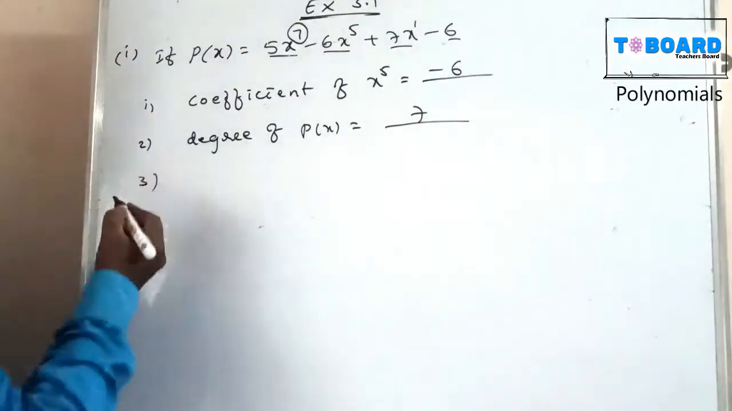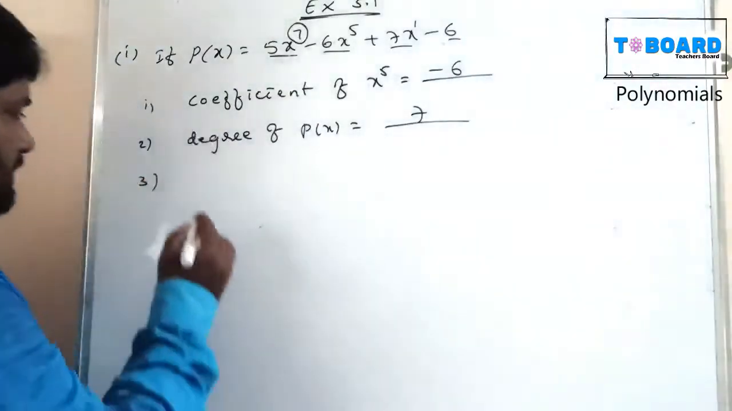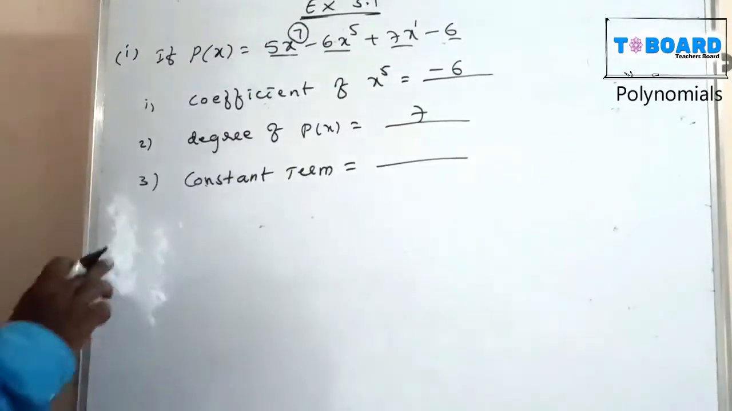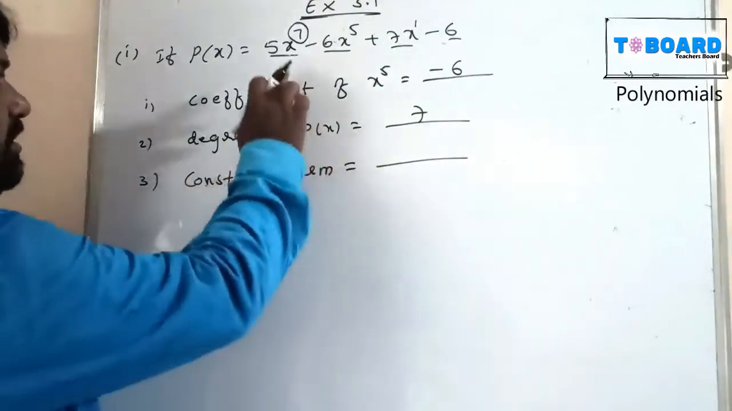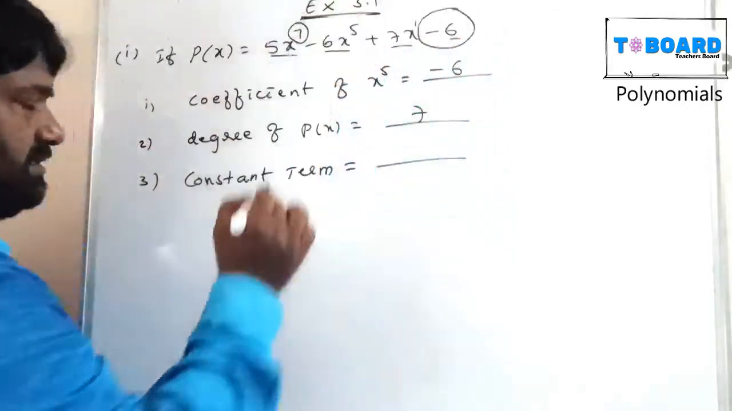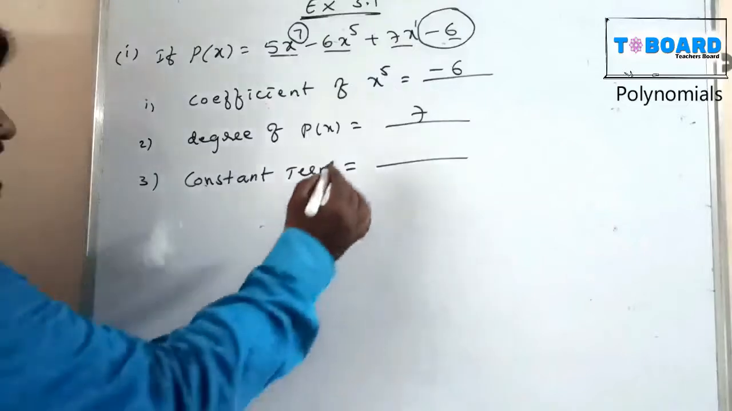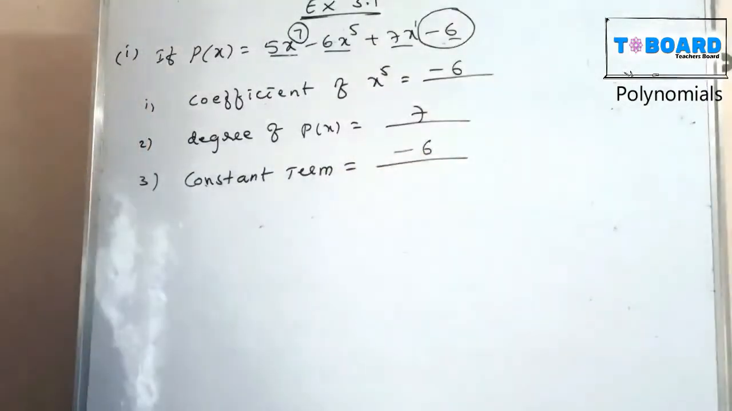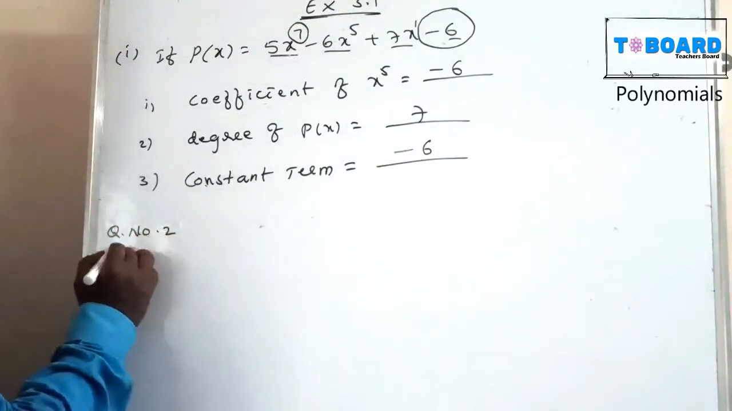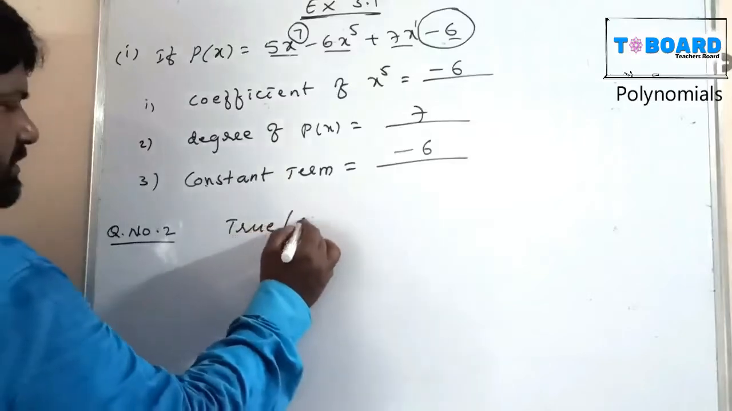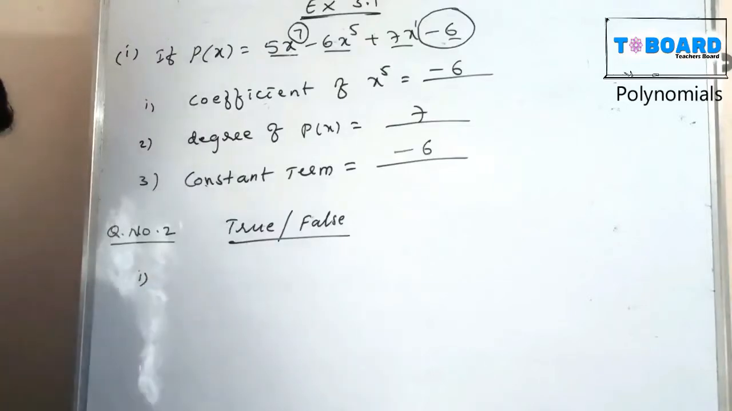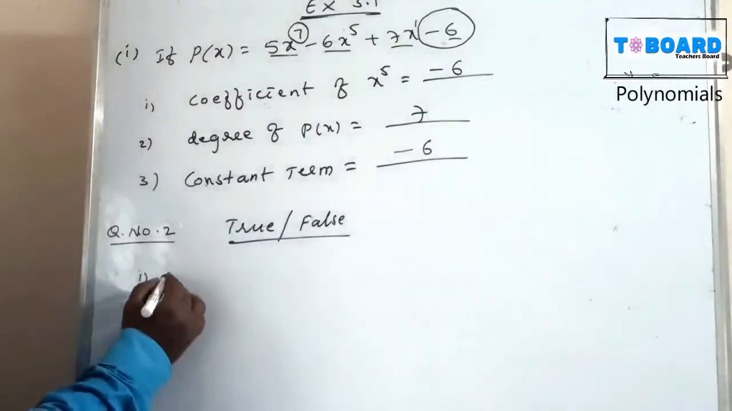Now third question, constant term. The constant term is the term without x. The value without x is minus 6. Okay, constant term is minus 6. Now question number 2, true or false type questions. Question number 1, the degree of the polynomial.